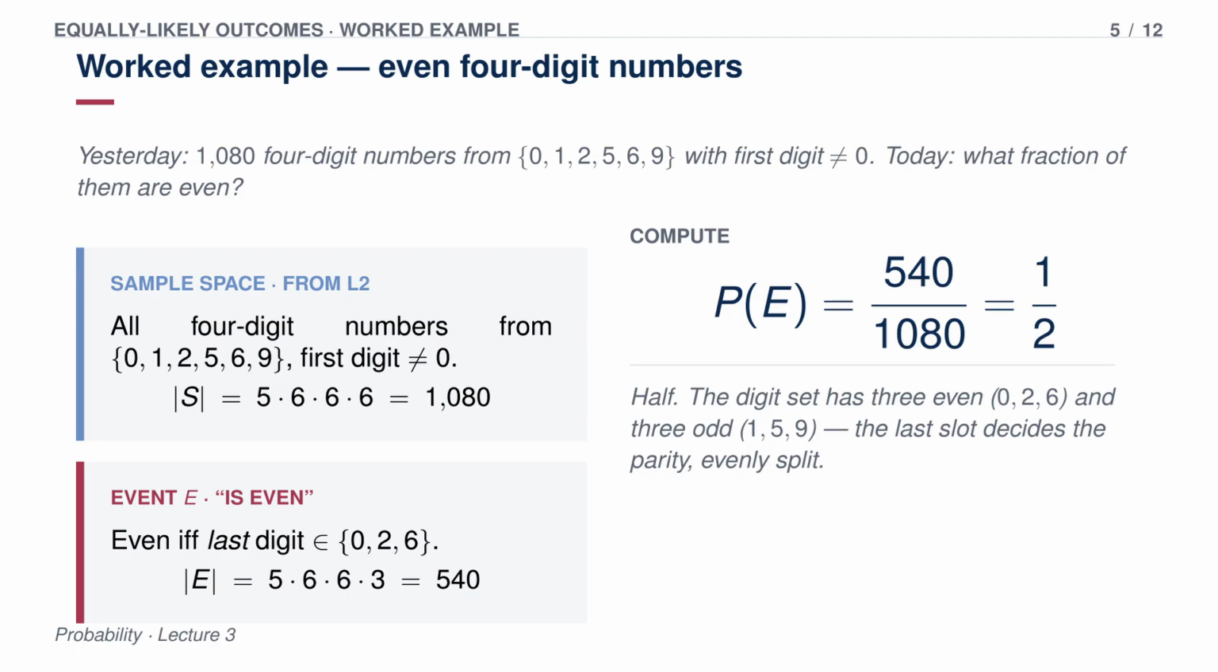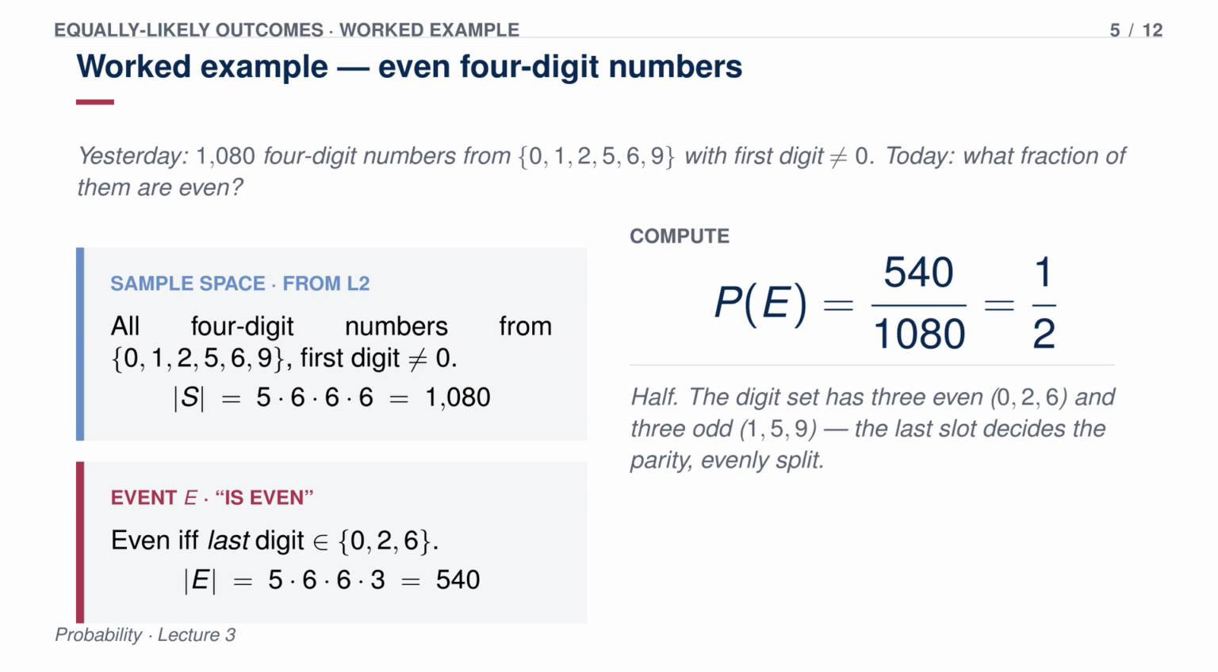If we assume each of those numbers is equally likely to be drawn from a hat, what is the probability that the number we draw is even? Well, we just need to find the size of our event E. A number is even if and only if its last digit is even. The even digits are 0, 2, and 6. So the last digit has to be a 0, a 2, or a 6.